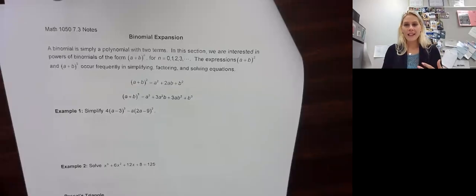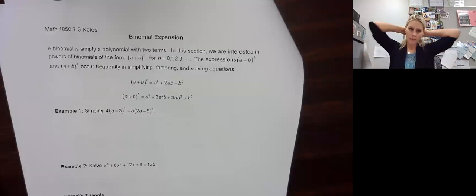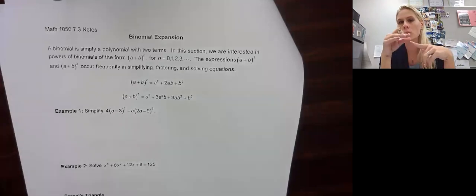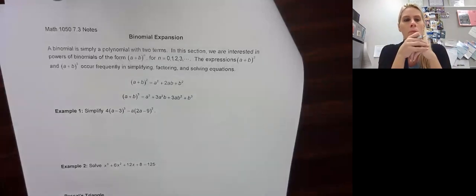All right, this is our last lesson of 1050. So, binomial expansion. A binomial is simply a polynomial with two terms. In this section, we are interested in powers of binomials of the form (a + b)^n. Okay, and n are your whole numbers, so 0, 1, 2, 3, 4, keep going.